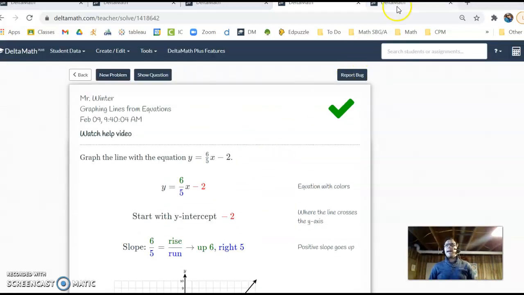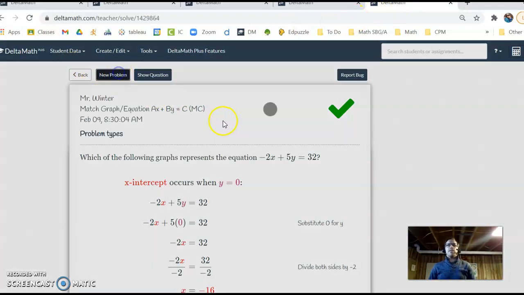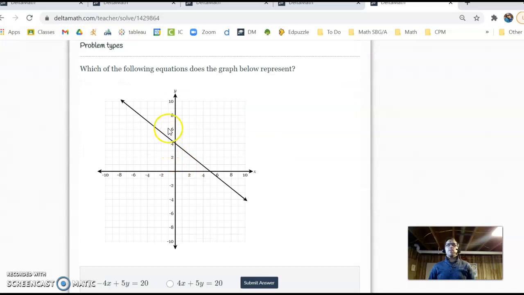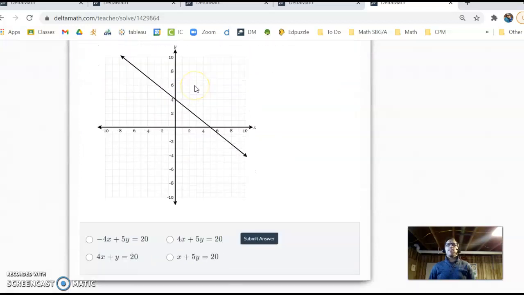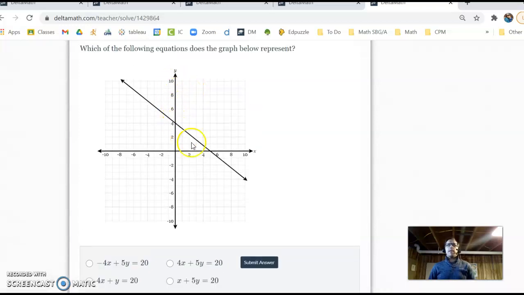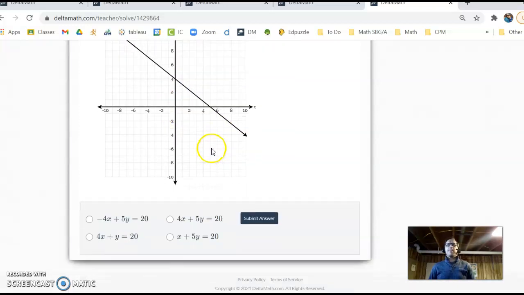And finally, this last section is talking about trying to match graphs. So we have this, which of the following equations does the graph below represent? Well, here we have a y-intercept of 4 and a x-intercept of 5.